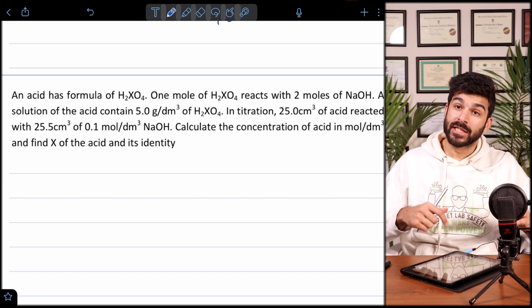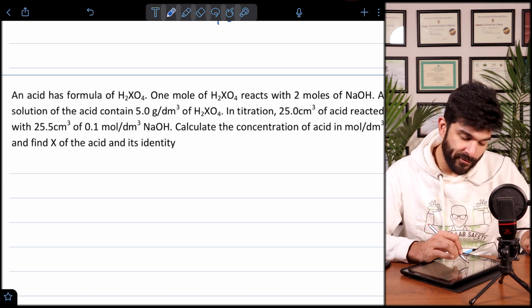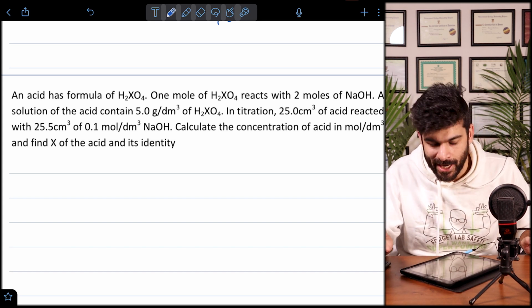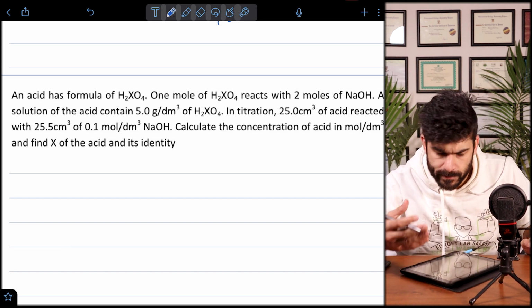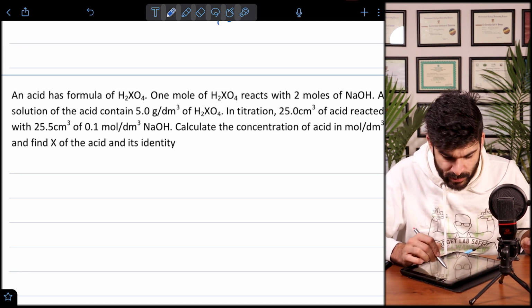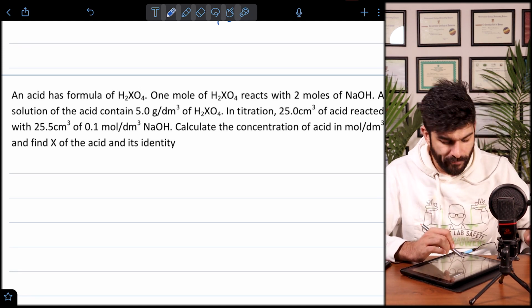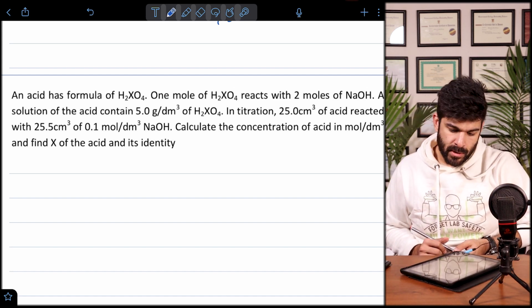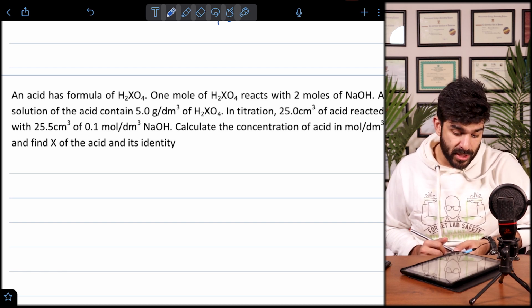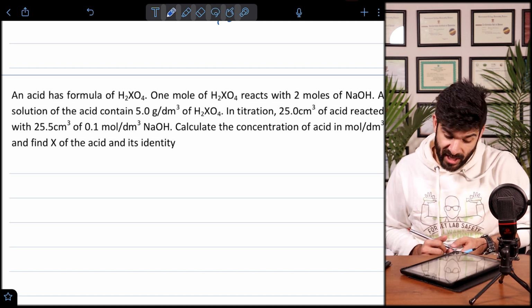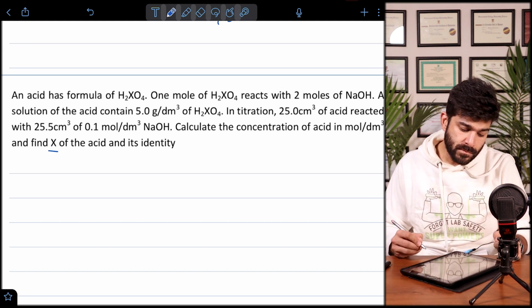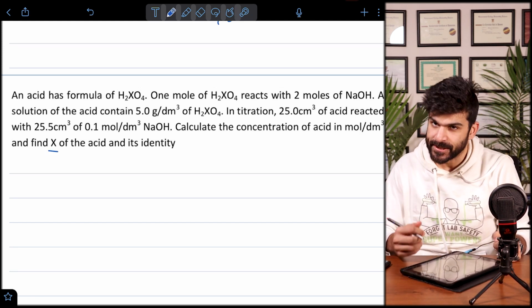Let's do a different question, a difficult question. An acid has the formula H2XO4. Okay, I know you can understand H2XO4. What does X stand for? But let's calculate and solve it. 1 mole of H2XO4 reacts with 2 moles of NaOH. A solution of acid contains 5 gram per dm cube of H2XO4. In titration, 25 centimeter cube of acid reacted with 25.5 centimeter cube of 0.1 mole per dm cube sodium hydroxide. Calculate the concentration of acid in mole per dm cube and find X of the acid and its identity.